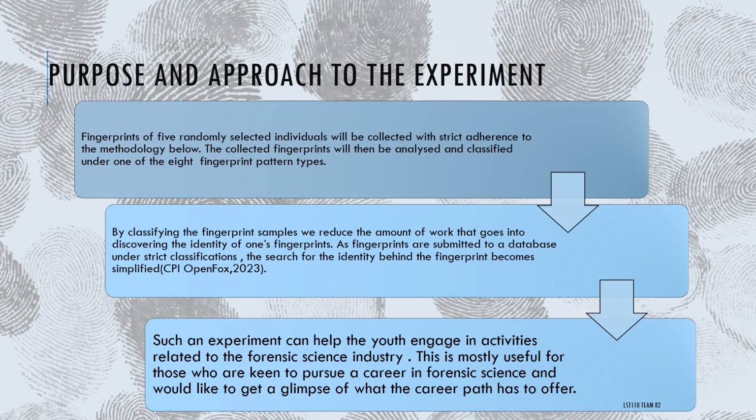The experiment will be conducted as follows. Fingerprints of 5 randomly selected individuals will be collected with strict adherence to the methodology below. The collected fingerprints will then be analyzed and classified under one of the 8 fingerprint pattern types. By classifying the fingerprint samples, we reduce the amount of work that goes into discovering the identity of one's fingerprints. As fingerprints are submitted to a database under strict classifications, the search for the identity behind the fingerprint becomes simplified.